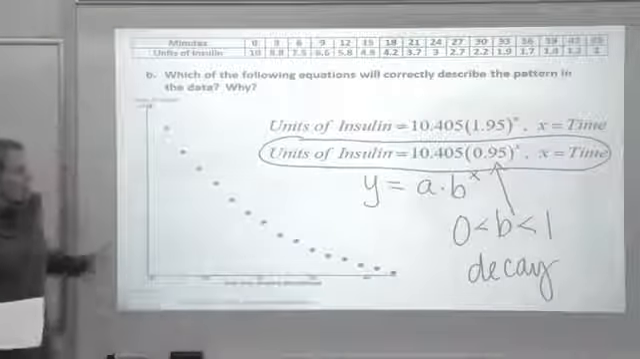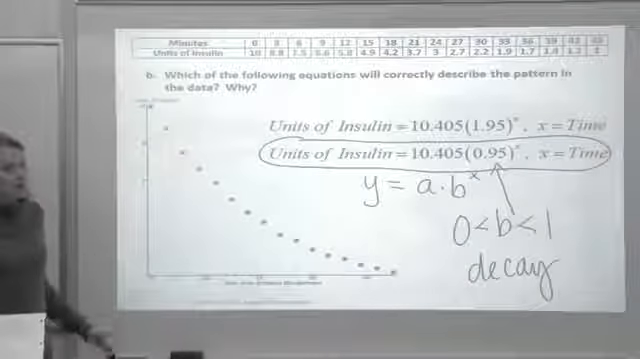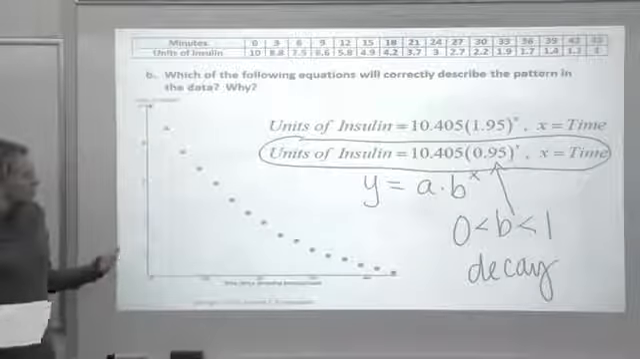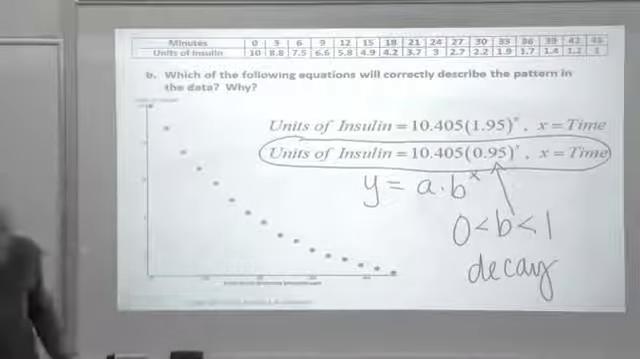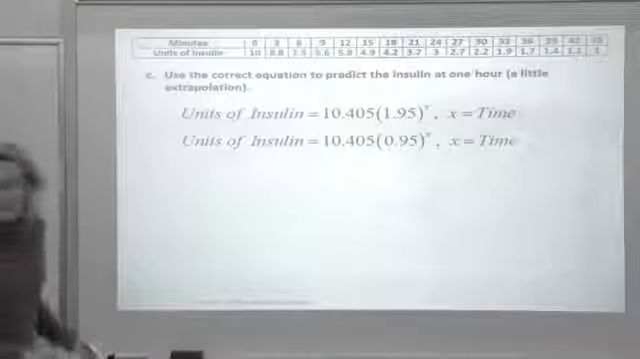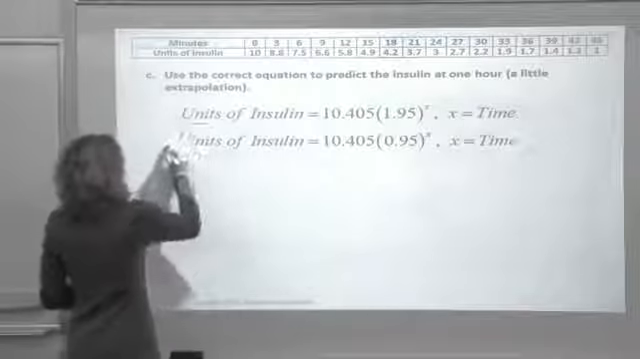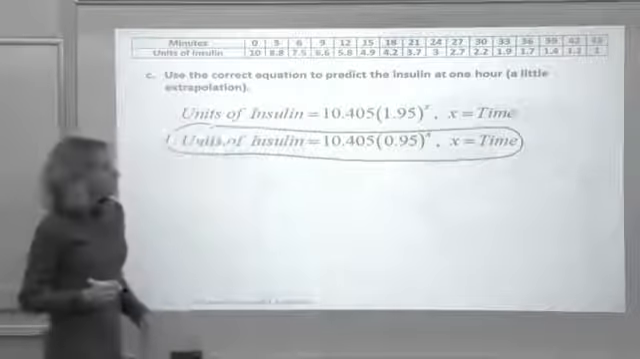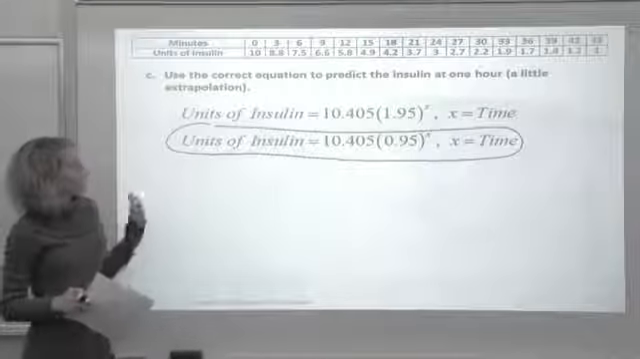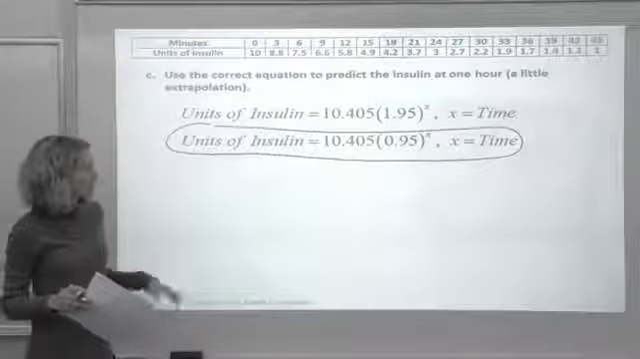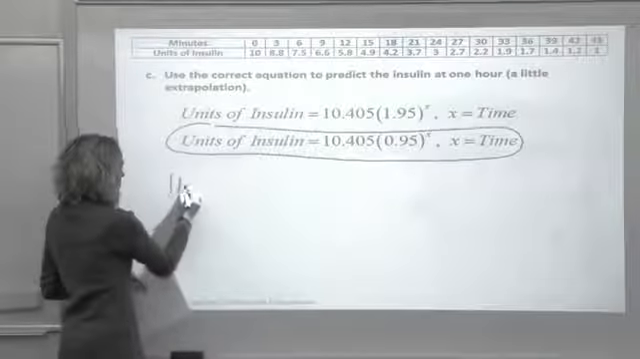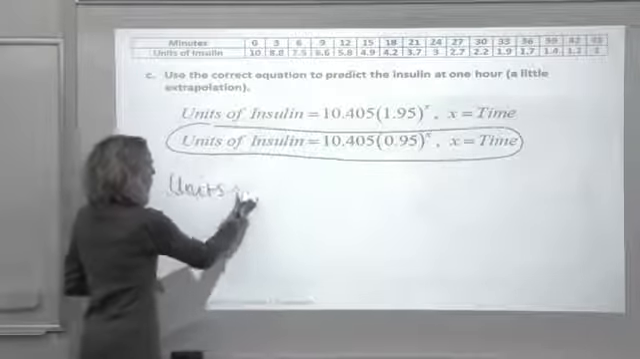And we're not extrapolating a whole lot here. The pattern's not going to all of a sudden change and go back up. So it's pretty safe in this one to do a little bit of extrapolation. So we're going to use, this was our correct equation. What happens after 1 hour? X was time, but it was time in minutes. So we'll plug in 60 minutes for X and see what happens with those units of insulin.